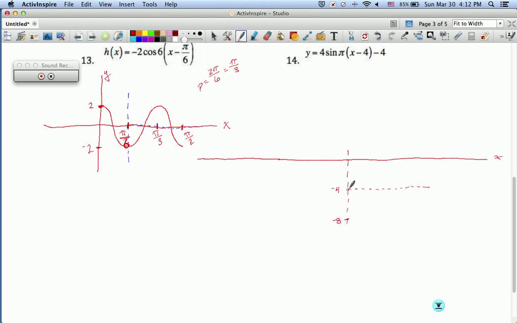I forgot to draw my graph. How about that? There's my sine graph. We move to the right 4 units. We have a period of 2 pi divided by pi. So our period is 2, which means I go from 4 to 6. I'm 4 away. Well, that's going to be 2 graphs. There's one graph.